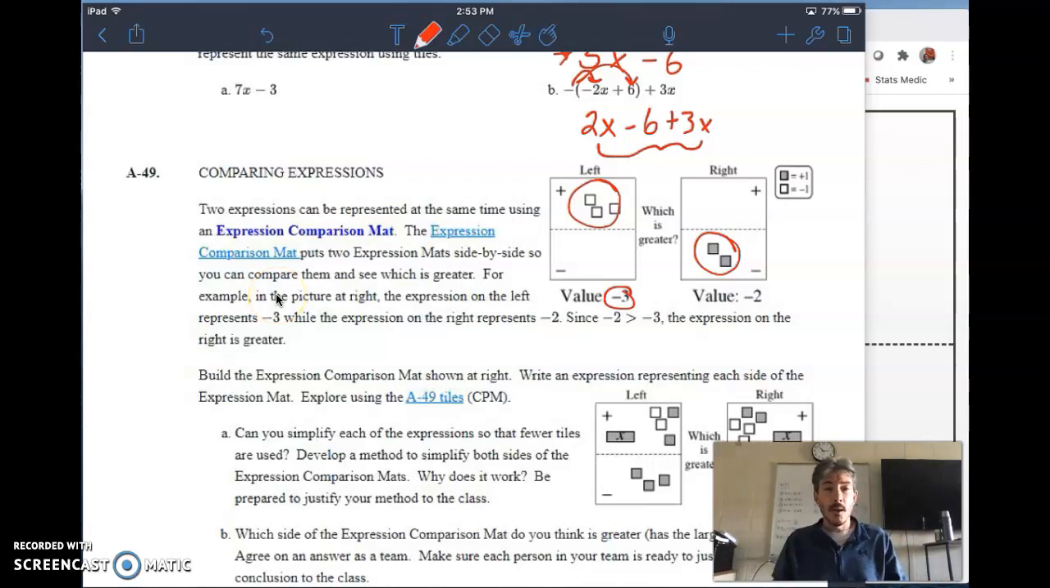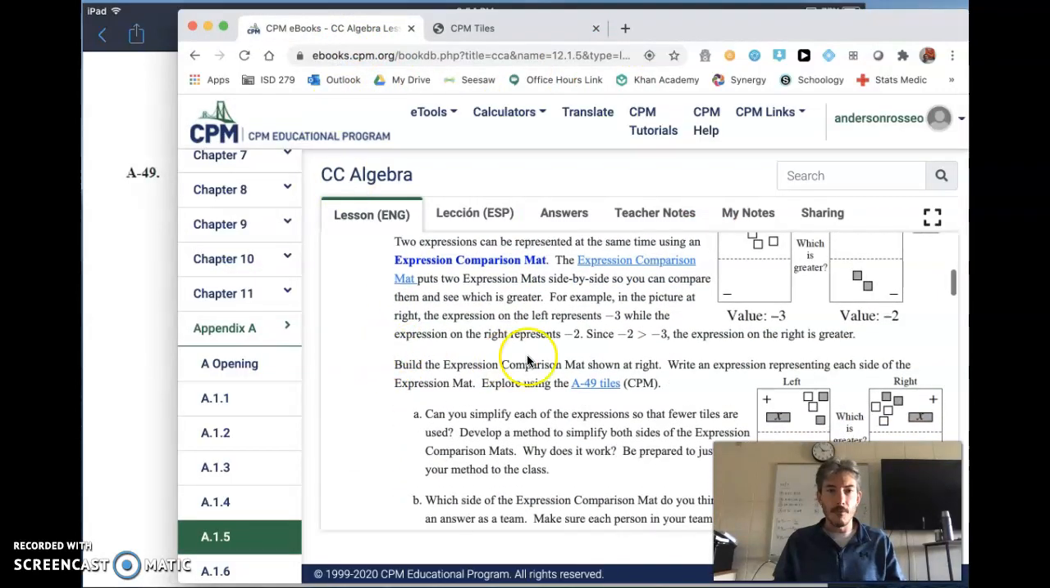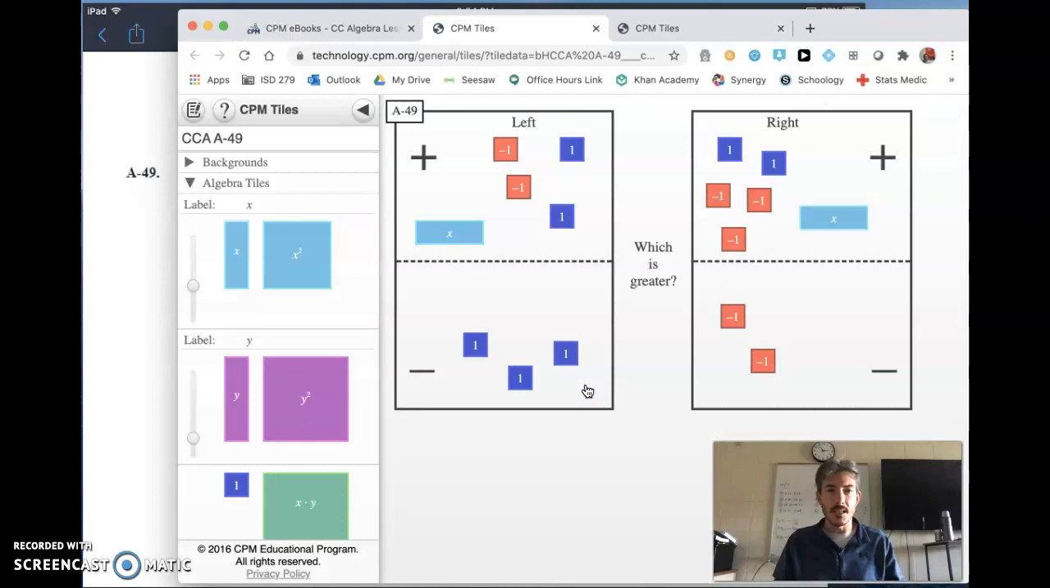So here we go. It says build the expression comparison mat shown at the right. We're not going to have to build it because, golly gee, they have that E tool for us. So we're going to go to the book, and we are going to click the link in A49. Oh man, that sure is nice to have that there. And now it is built for us.